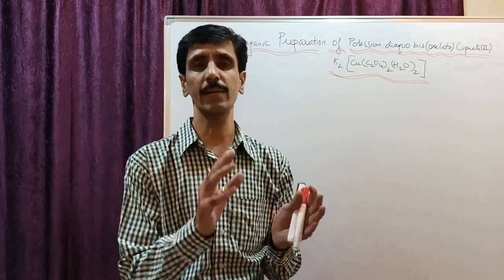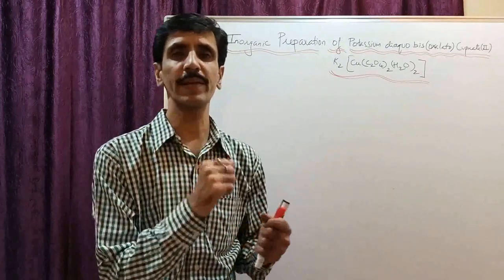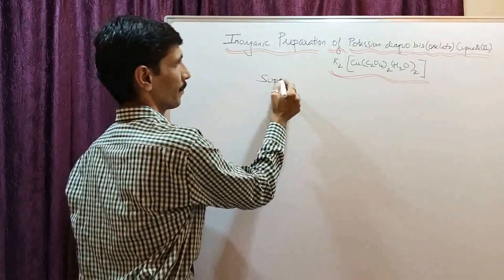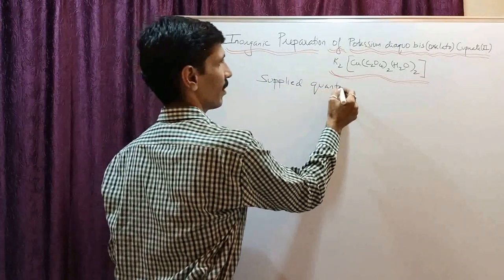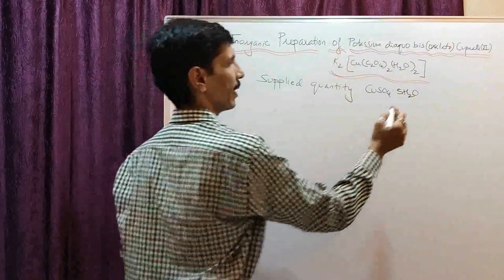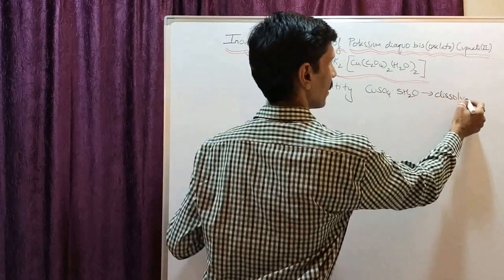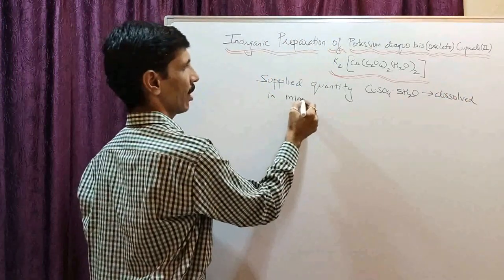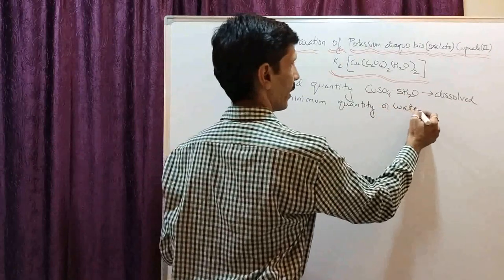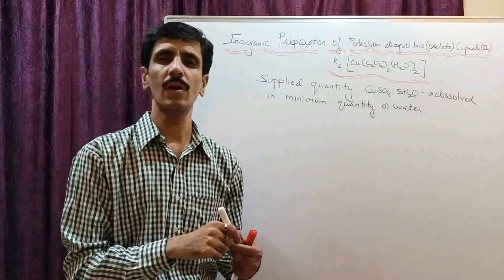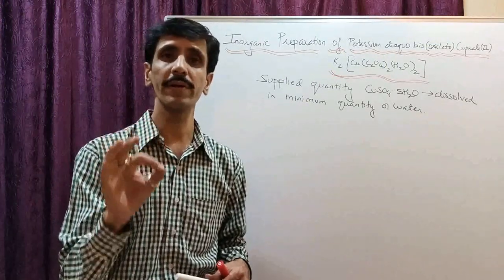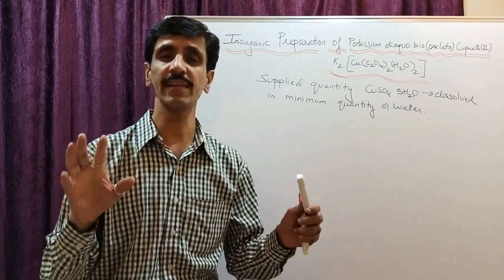Now that you have understood the theory part of this experiment, I will explain the procedure. The supplied quantity of copper sulfate pentahydrate, CuSO4·5H2O, is to be dissolved in a minimum quantity of water. This is step number 1. The given amount of copper sulfate pentahydrate, a blue colored compound, is to be dissolved in a minimum quantity of water so as to ensure a saturated solution.